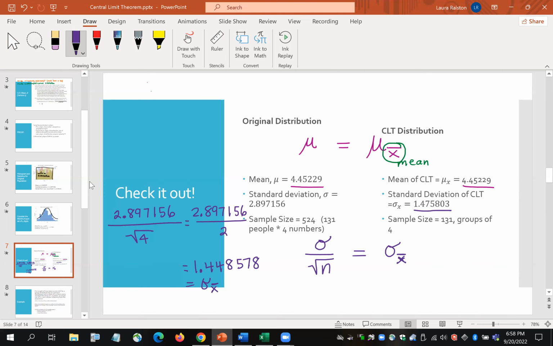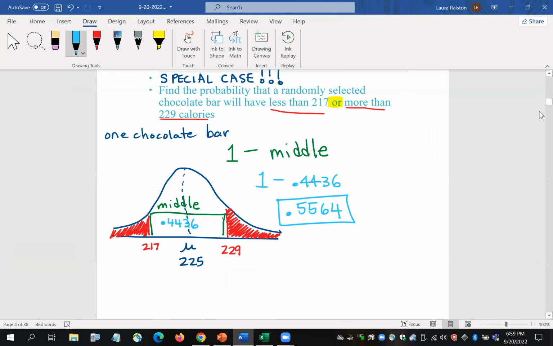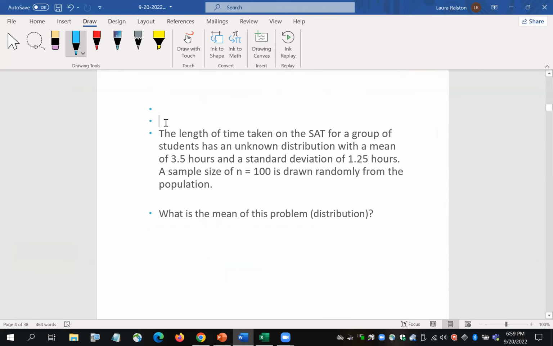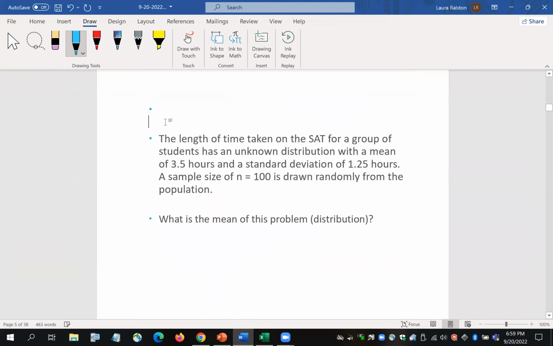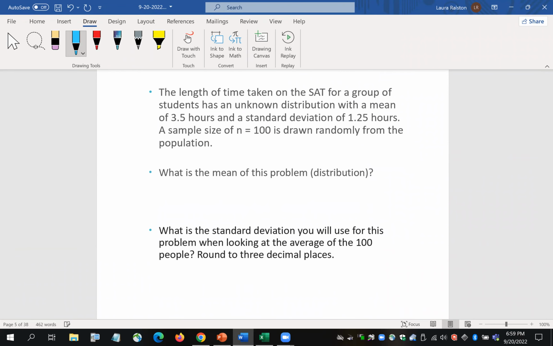So you may say, well, Miss Ralston, big deal, whoop-de-doo, what does this mean to me? Okay, so let's look at, and it's on this next slide, the question, but I've put it over onto my paper so we can make notes on it. Here's an example of where we might apply the central limit theorem, and I want you to notice the difference in the way the question is written.